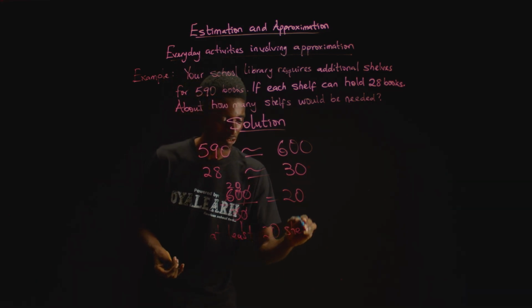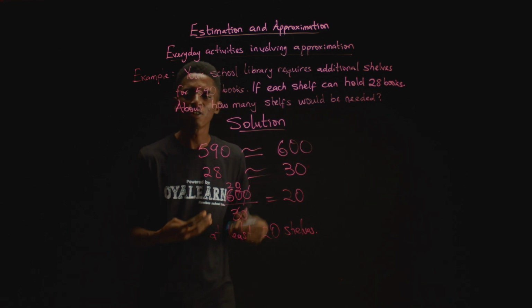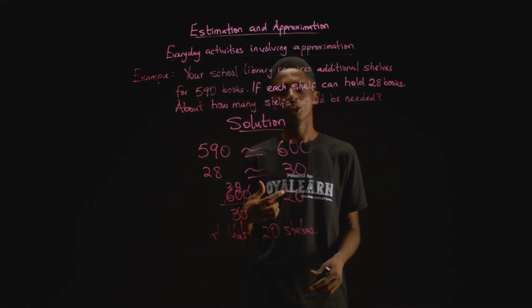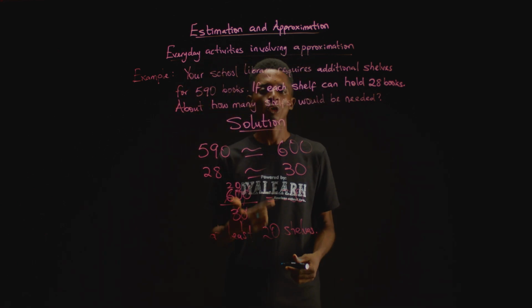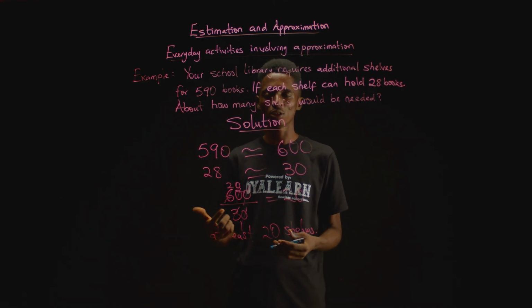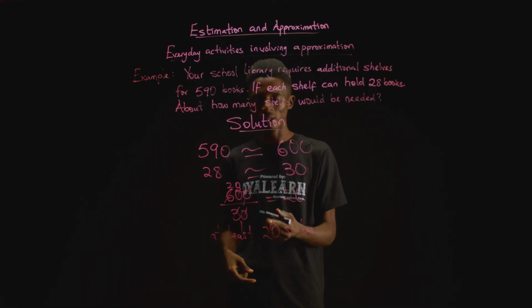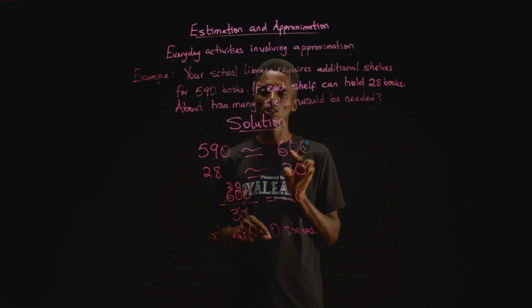20 shelves. Now in real life applications like this, when you want to purchase the number of shelves, you always have to increase that value a little to accommodate for error. So in this case, you know that at least you need 20 shelves.